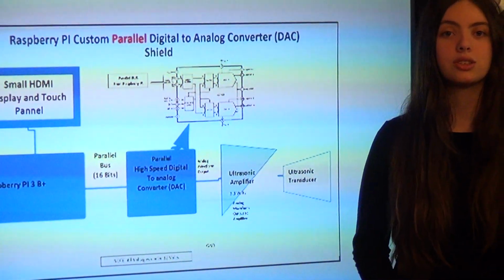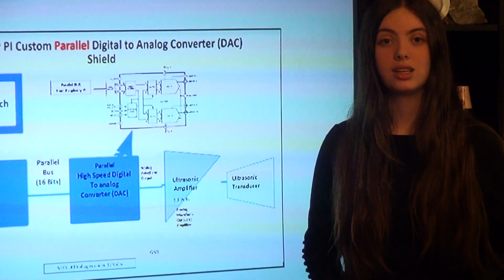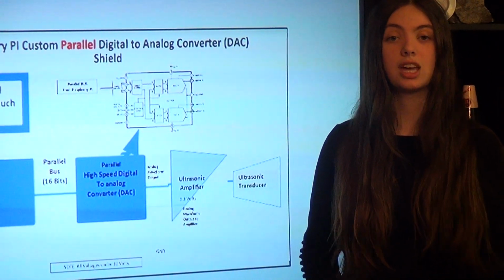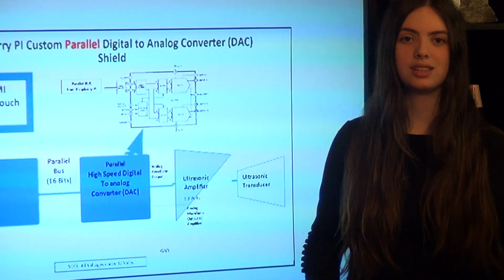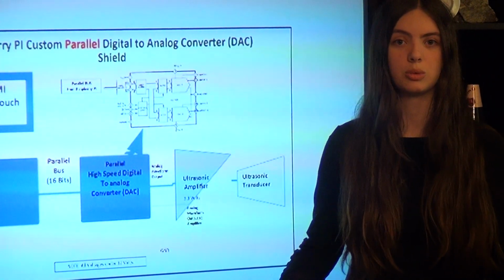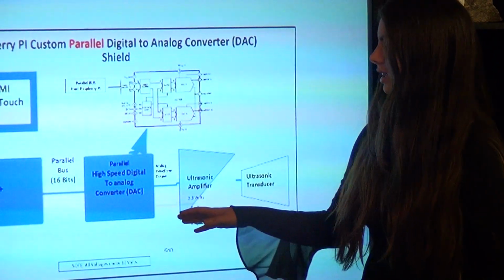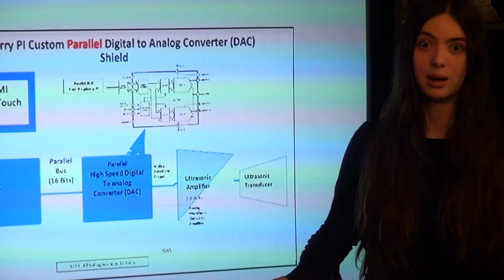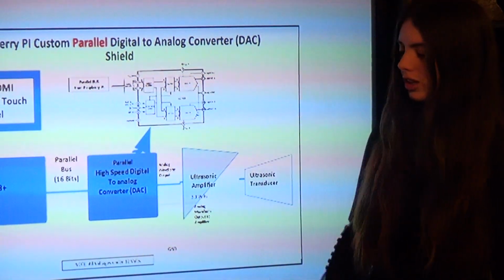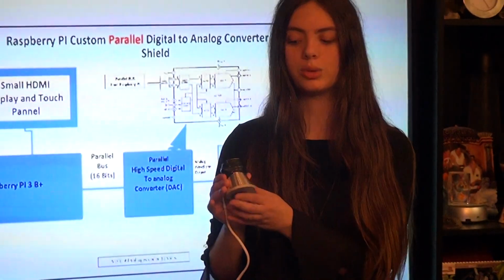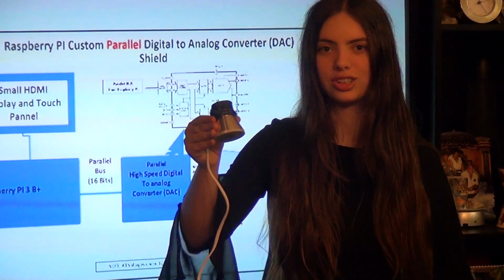In previous years, I used a serial digital to analog converter, but that was not fast enough and it didn't give me a high enough sampling rate. Since this year the waveform is much more complex, I need a higher resolution when representing the waveform. Now, from there, the information goes to the ultrasonic amplifier, where it is amplified, and then to the ultrasonic transducer, which is then emitted at the ultrasonic frequency range. This is the ultrasonic transducer.